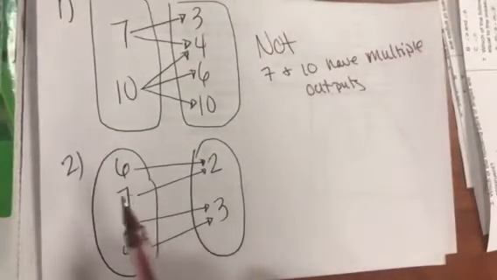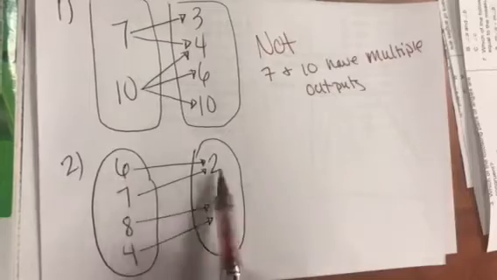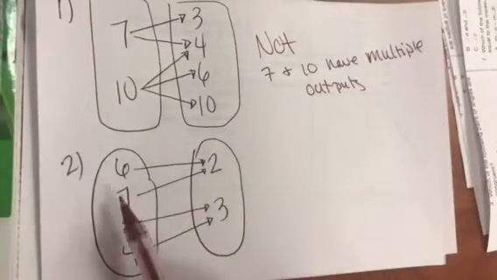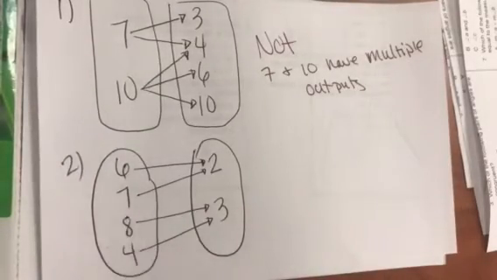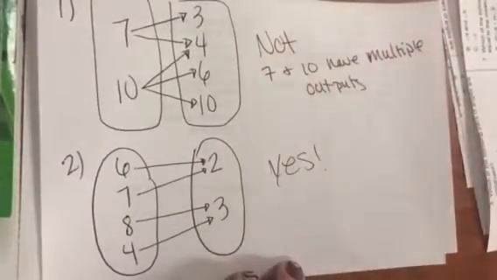That's awesome. So we have this one here. I've got a 6 that goes to my 2. Okay, so it only has one output. 7 only has one output. 8 only has one output. 4 only has one output. So yes, it is a function.